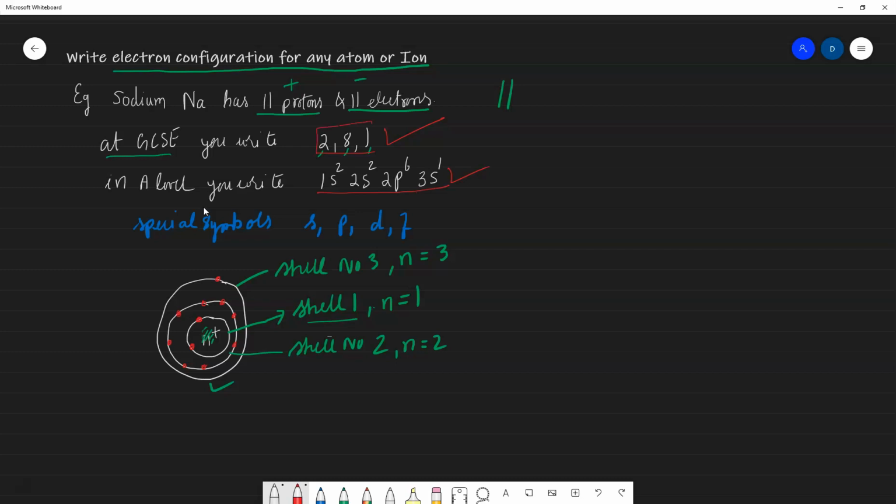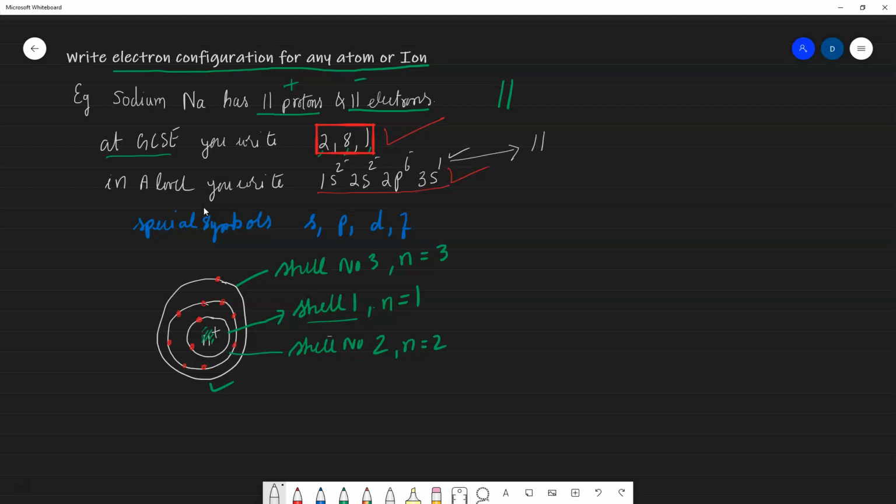Altogether there are 11 electrons. Now just count the numbers that are in the power. It's 2, 2, 6, and 1. So all these added up will give you 11.